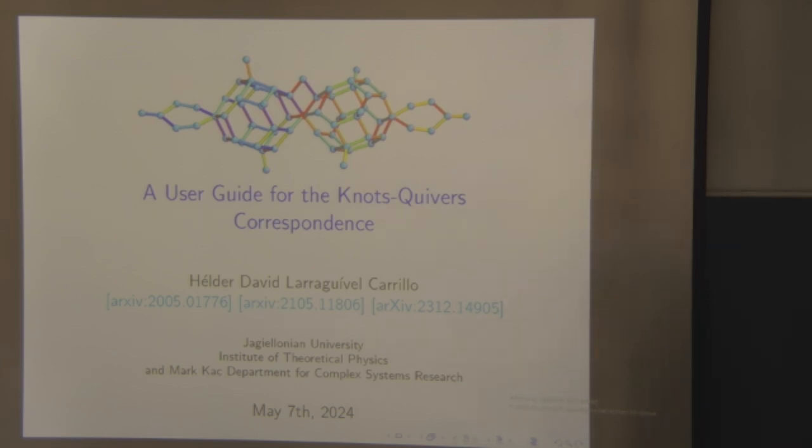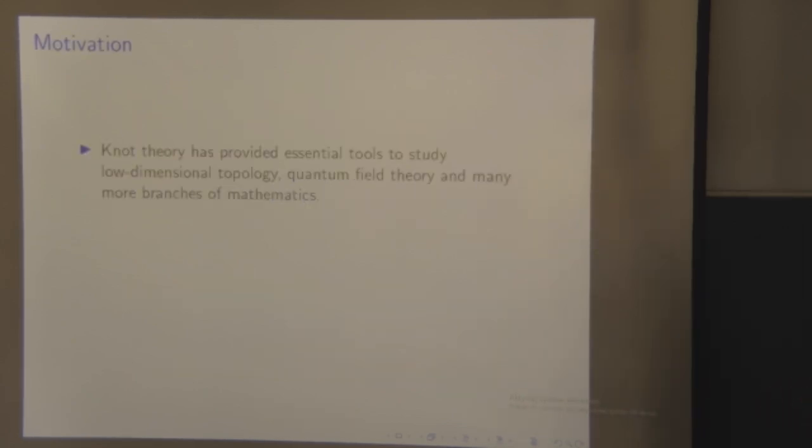So, without further ado, I want to give you a good feeling of what the knots-quivers correspondence is without going too much into the technical details, but more through examples. So I don't expect anyone to be necessarily familiar with this topic. So I'll start from the basics.